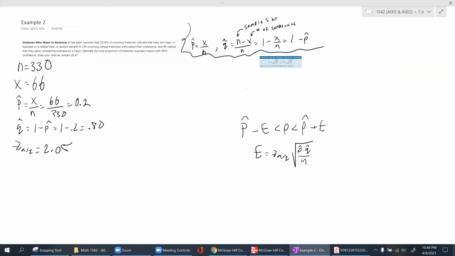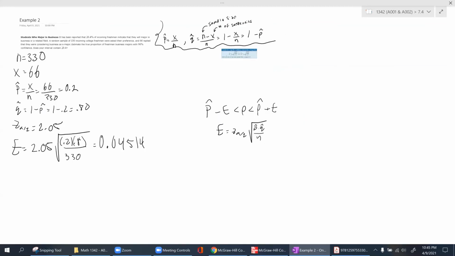So let's go ahead and plug everything in and find my E. My margin of error would be 2.05 square root of 0.2 times 0.8 over, where's my N? Let's see what that gives me. We plug all that in. It's a lot. With 5 decimals, I got 0.04514 for my margin of error.